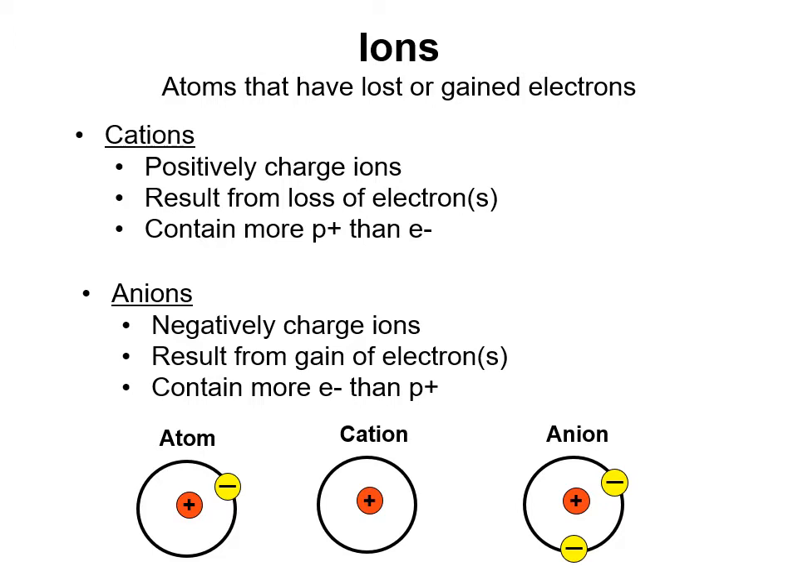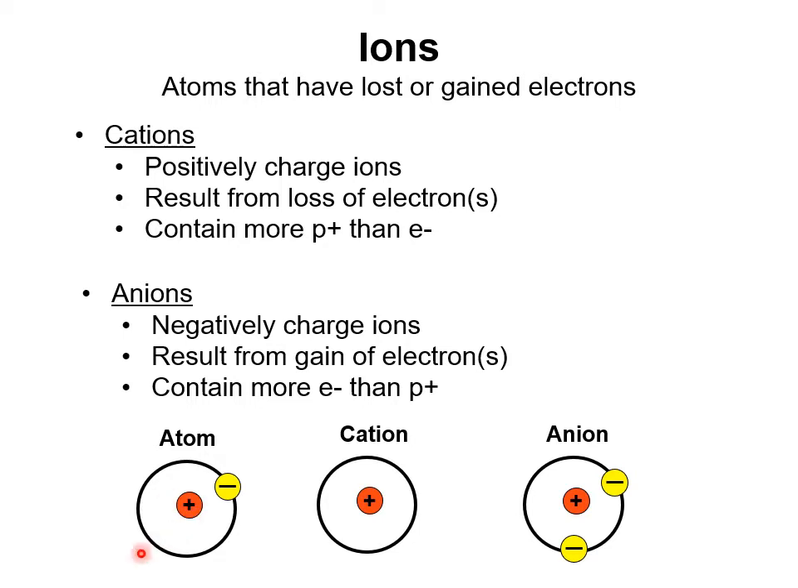Anions are negatively charged ions, and they result from gain of electrons. So when there are more electrons than protons, because electrons have been gained, the overall charge is negative because there's more negative than positive. So that's as a result of more electrons than protons being present.